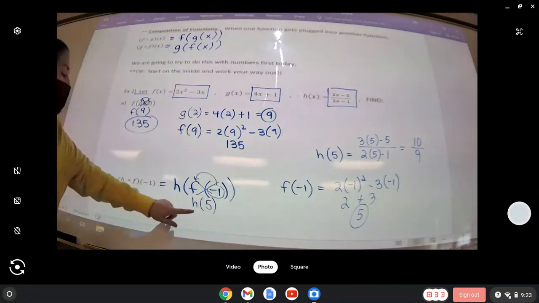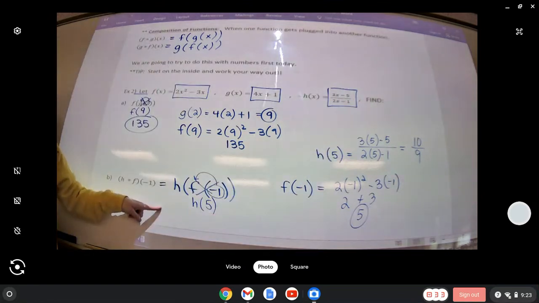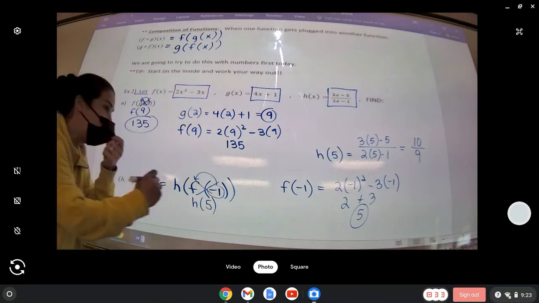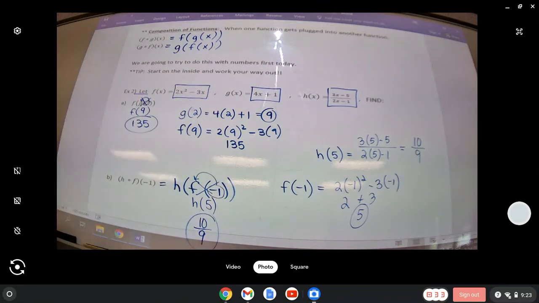The good news is, when you plug 5 into h, when we get that number, there's no function to go into next. So that's your answer. Your answer is 10 ninths, and you're done. So you just keep working your way out. All right, I believe there's one more. I think it's got 3 functions. It's like h of f of g or something. Why don't you guys try that one? And then I'll do it up here, you do it there. Let's see if you can get the correct answer.